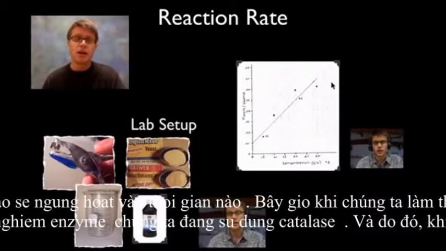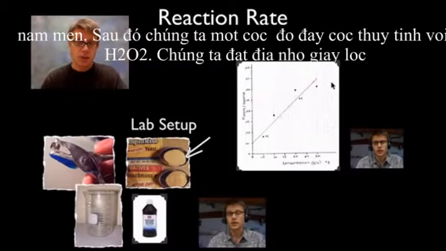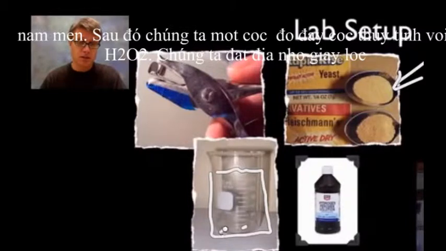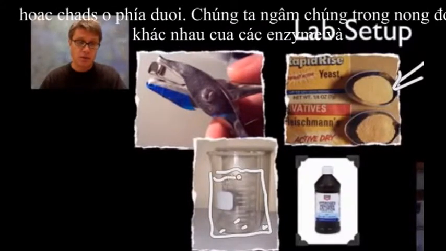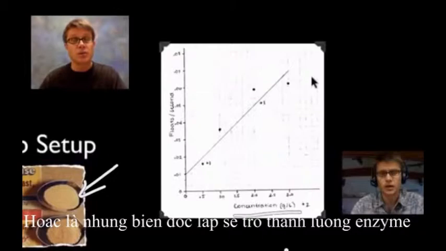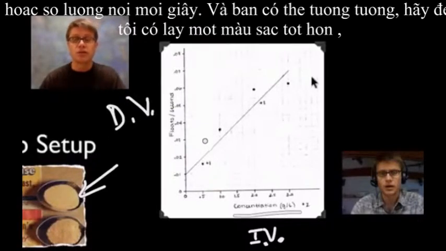Now, when we do the enzyme lab, we are using catalase. It's an enzyme found in yeast. We fill up a beaker with hydrogen peroxide. We put our little discs of filter paper, or chads, at the bottom. We dip them in varying concentrations of the enzyme, and then we see how long it takes for them to float up. And so what we're varying, the independent variable, is going to be the amount of the enzyme, and the dependent variable is going to be how long it takes for them to float, or the number of floats per second.